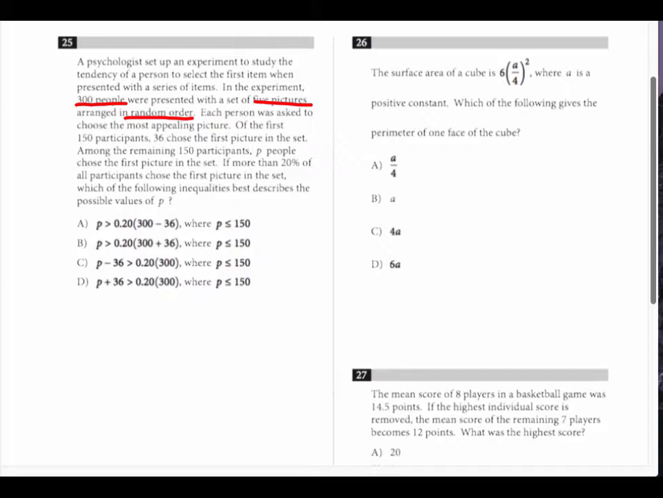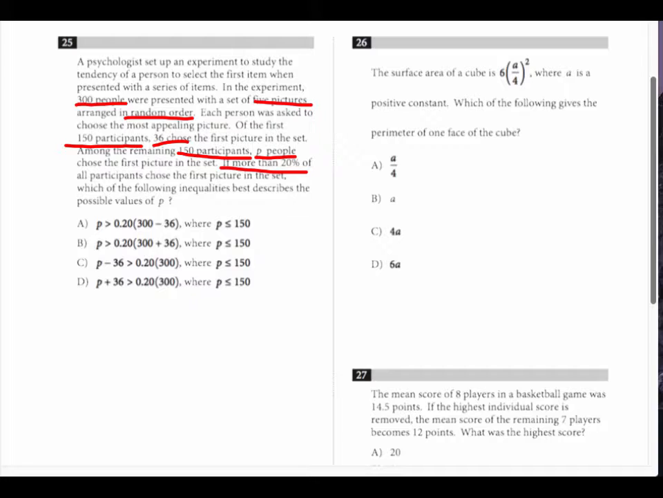Of the first 150 participants, 36 chose the first picture in the set. Among the remaining 150 participants, P people chose the first picture. If more than 20% of all participants choose the first picture in the set, which of the following inequalities best describes the possible values of P? All right, so this one's kind of hard.